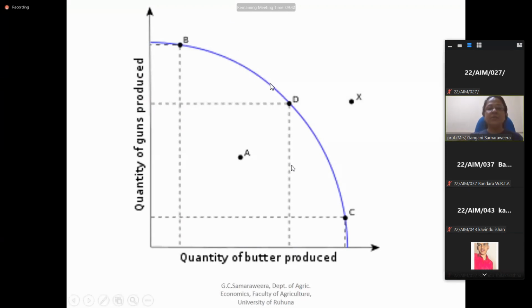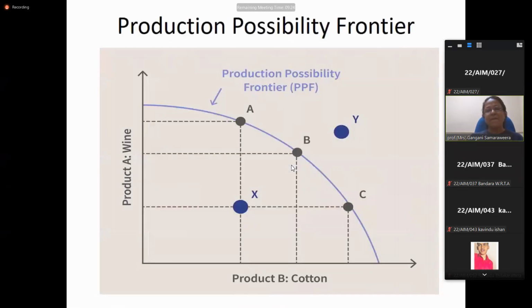Then these are some examples. All these points B, D, C are efficient. A is feasible but not efficient. X is not feasible, not efficient. Now clear? Then I can give this type of graph in your exam paper and ask you to explain A, B, C, X, Y points. Then you should write A, B, C are efficient and feasible points. X is not efficient but feasible.